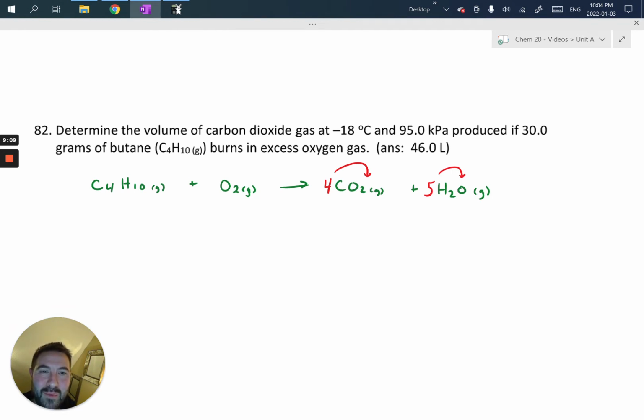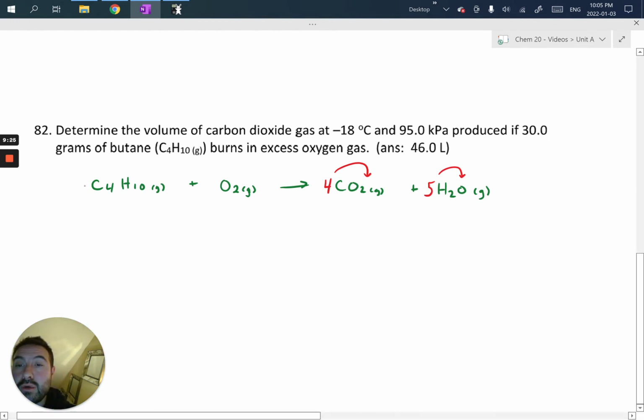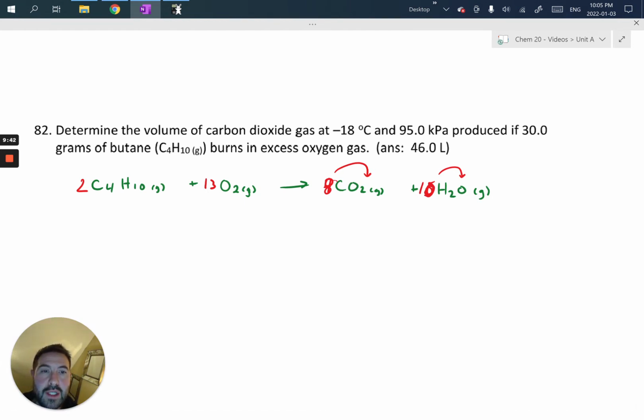So I'm going to end up with 13 oxygens. So I can do 13 over 2 for my oxygen on my reactant side, or I can just double everything if I want whole number coefficients. So I'm going to say, okay, 2, 13, this becomes an 8, and this becomes a 10. Now some teachers don't mind if you use fractions or decimals in your coefficients. I prefer whole numbers, and that's what you end up with there.